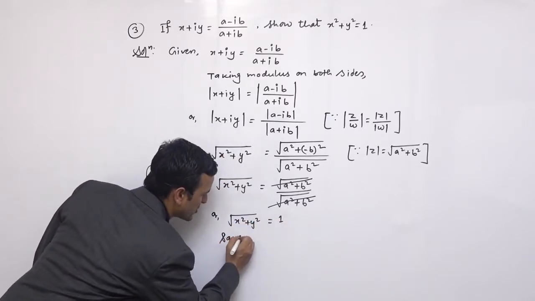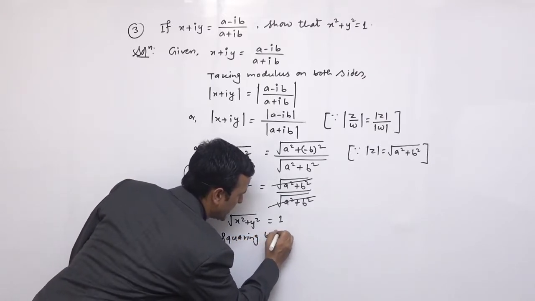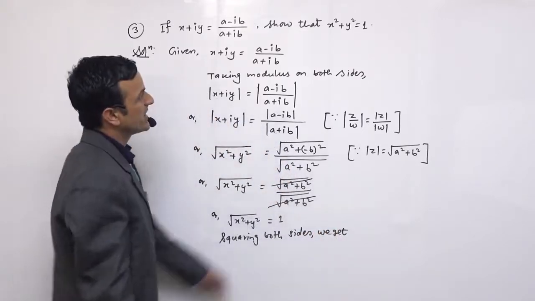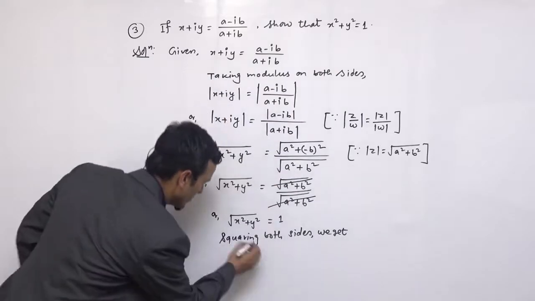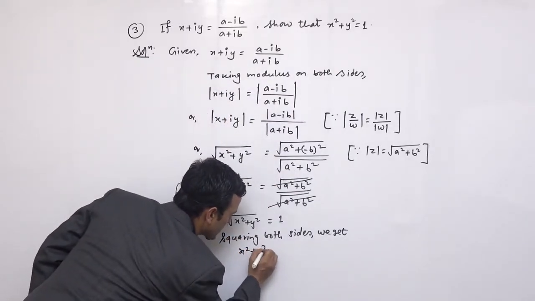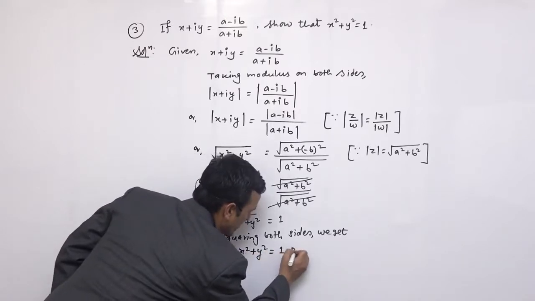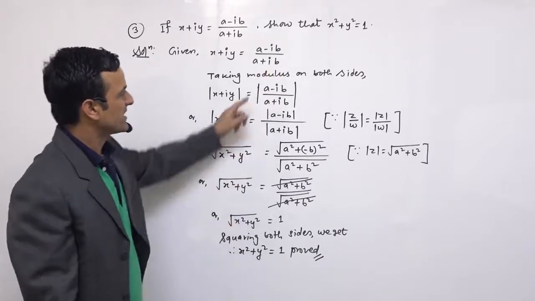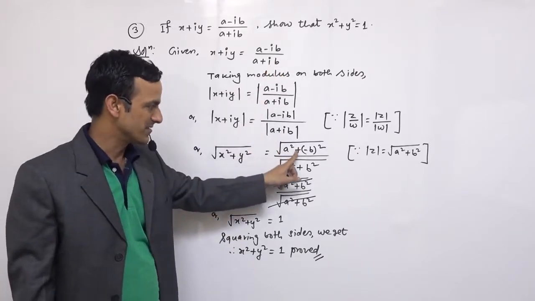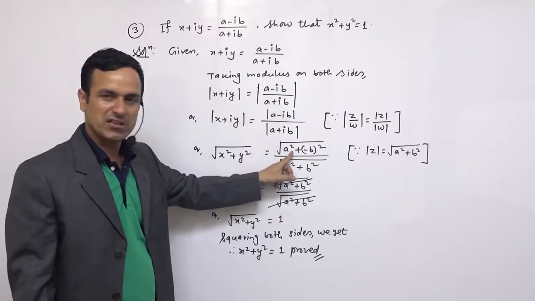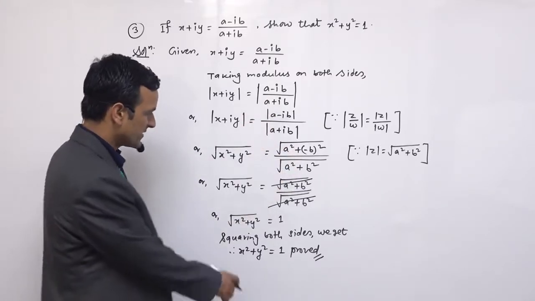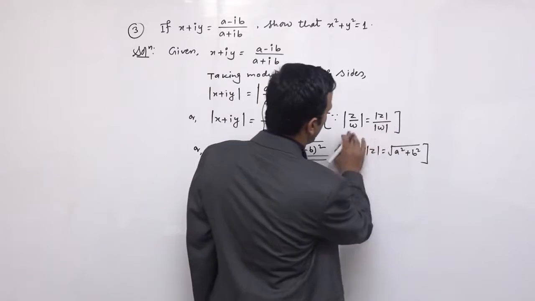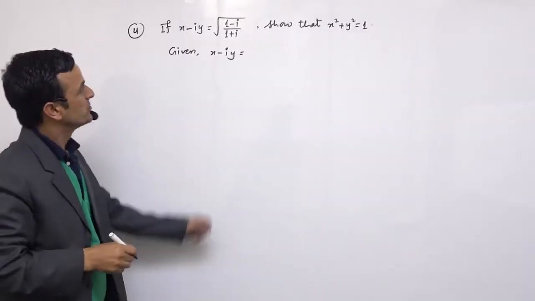So after squaring both sides we get this result. Squaring this one, x square plus y square is equal to 1. So it is proved. In this way we can prove this relation after taking the modulus, then using the definition of modulus, then squaring both sides we get this solution. So this is the solution and these are the reasons why we can use this formula. So this is the question.